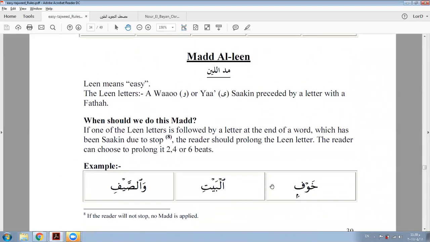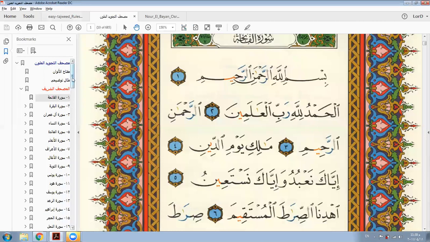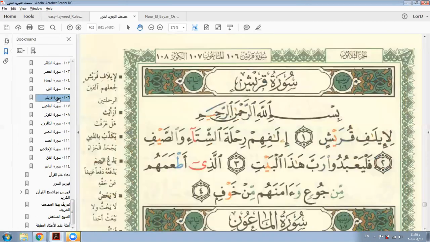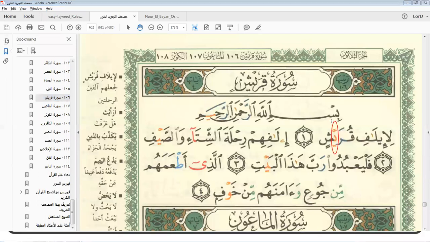And then we studied mad lean. Well, mad lean is the same idea, but the difference is in the letters. This one uses the lean letters, wa or ya preceded by fatha, just like in Surah Quraysh. Here in Surah Quraysh, at the end of the ayah, you will find ya preceded by fatha, so that's a mad letter, but from the lean letters. It's not huruf maddiya. Like we said before, we have 2 types of mad letters: huruf maddiya and lean letters. In this one, we are using the lean letters.